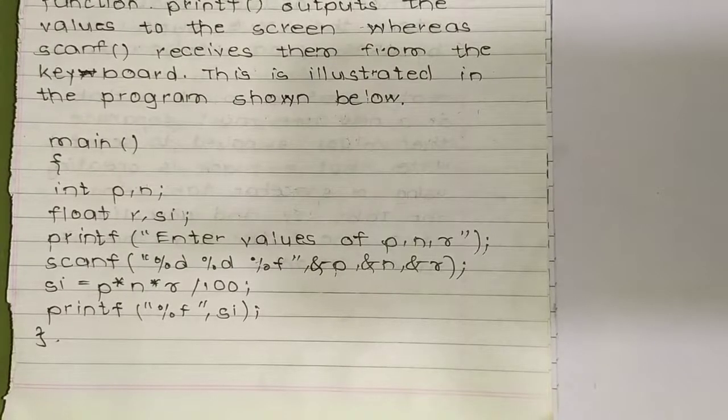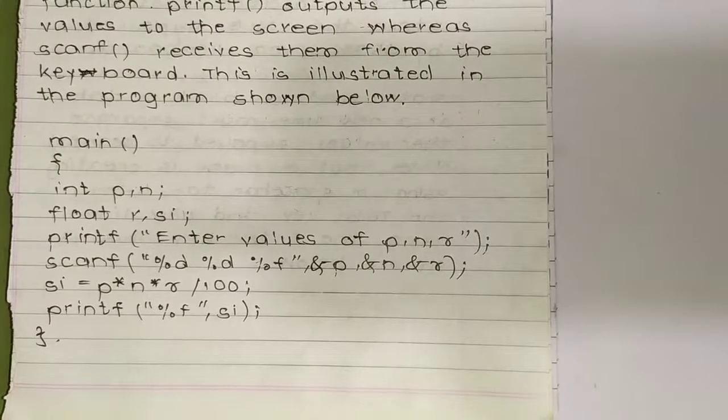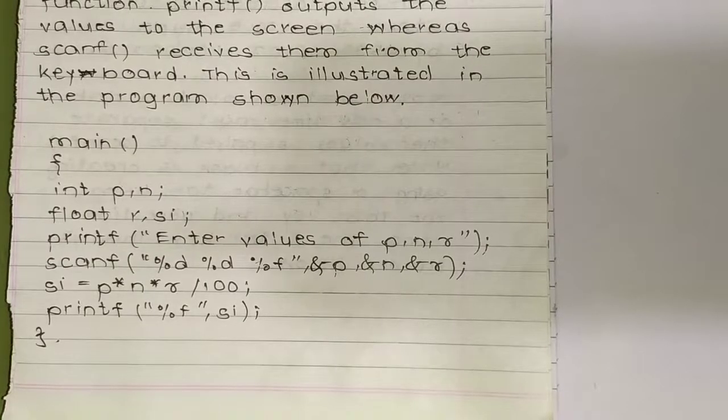Now printf, here comes the printf function: enter values of p, n and r. After printing that, we have to scan those values. All are integers except r, because r is float. So we type scanf with %d %d %f, and p, n and r. r is a float, that is why we wrote %f. Now si is equal to p star n star r divided by 100. Printf %f comma si, that is the simple interest, si, and then the program is complete.